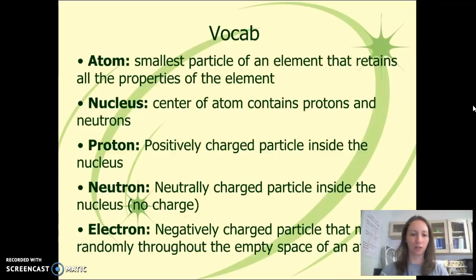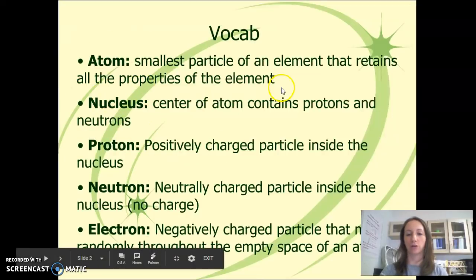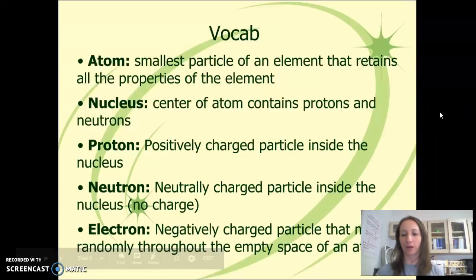I'm going to be using these words. They're words that you don't necessarily have to write down right now. They'll be vocab words you'll use later. And I'll briefly mention what an atom is, a nucleus, a proton, a neutron, an electron. I'll show you a quick diagram. Just a quick reminder, you've probably heard of atoms before. They're the smallest particle of an element that retains all the properties of that element. That just means it's the smallest building block. It's what everything is made up of.